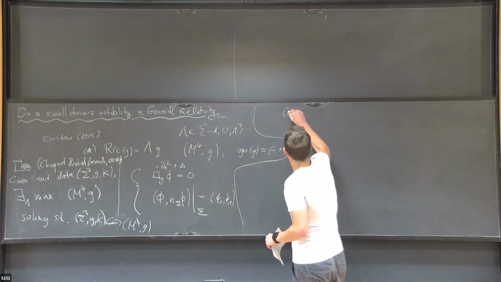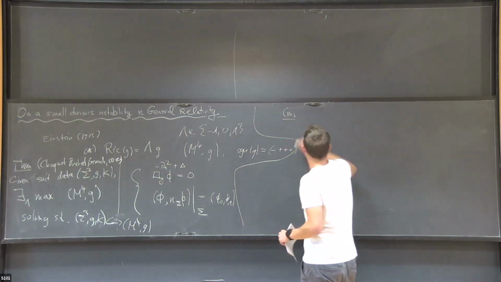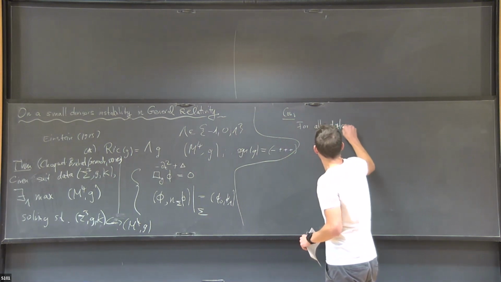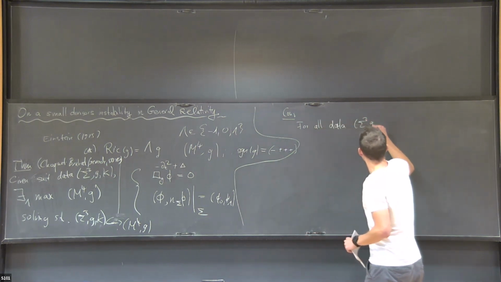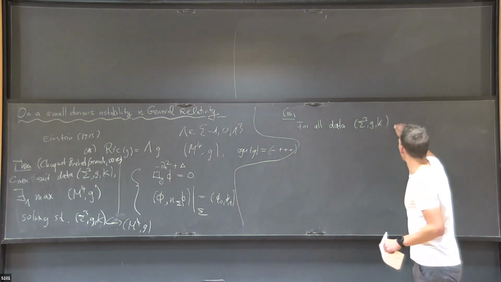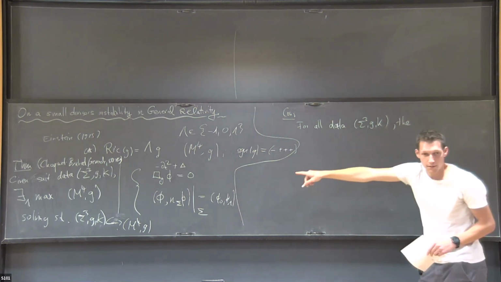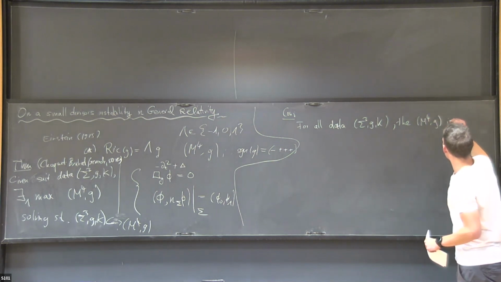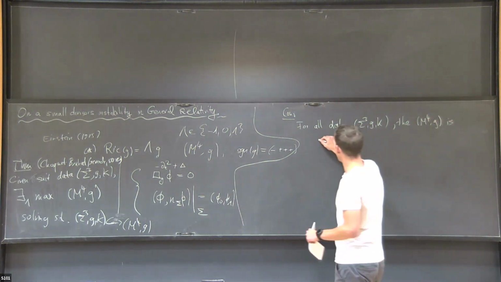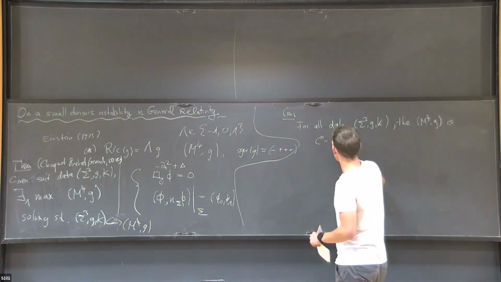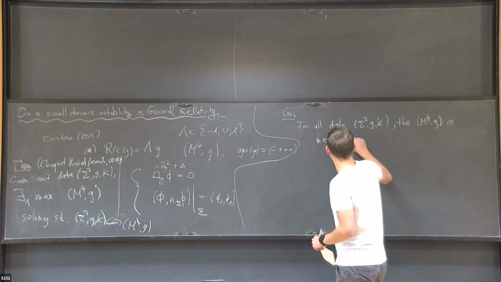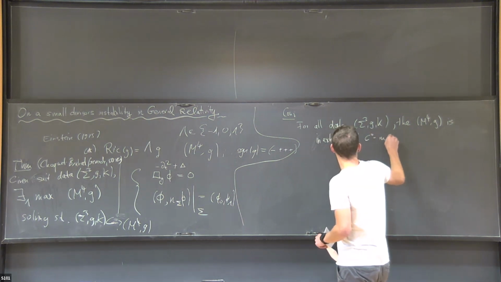It goes like this. For all data, the unique solution predicted by that theorem, (M, g)^4, is inextendable with a C0 metric.